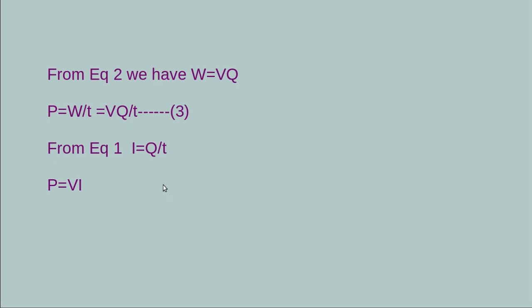And it can be written as P is equal to V into Q by T. Instead of Q by T, we are writing I. So P is equal to V into I.